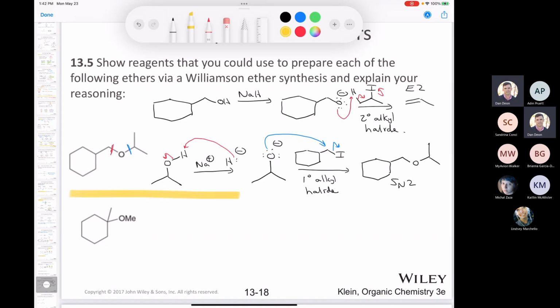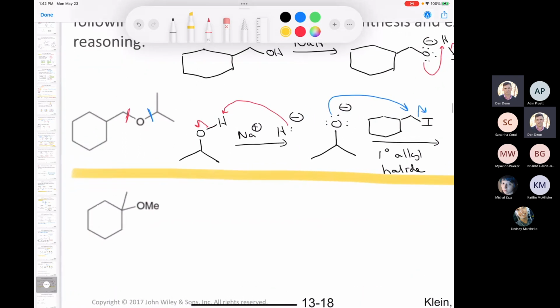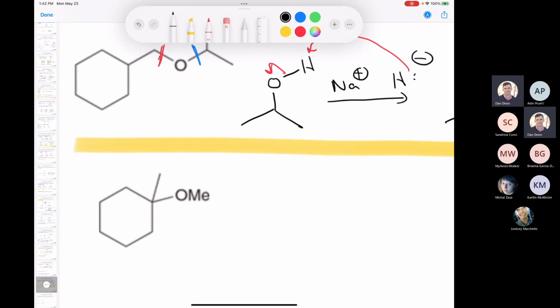Let me see here. Just give ourselves some more space. So let's zoom in on this unsymmetrical ether. Look, I got two possibilities. Would you start with methanol as your starting alcohol, or would you want to start with this tertiary alcohol? Could anybody tell me which one would be the best starting alcohol, methanol or the tertiary alcohol? Remember, we want to do an SN2 reaction. Anybody? Methanol or the tertiary alcohol?